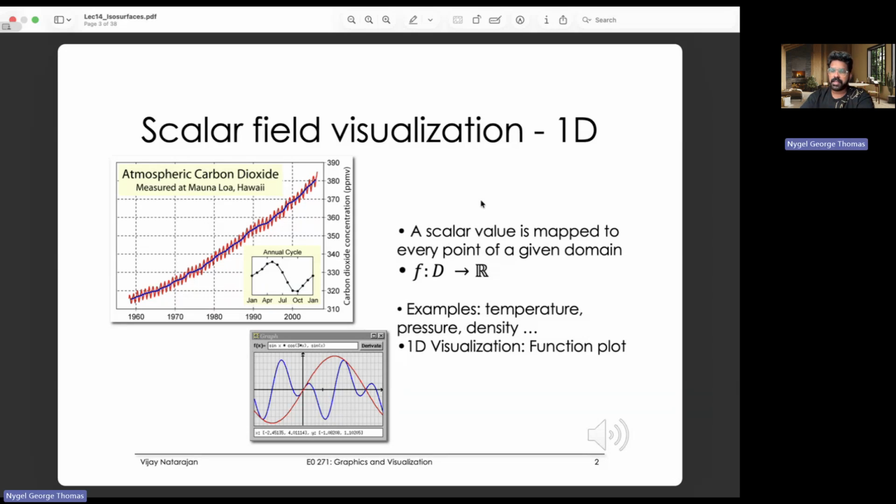Okay. So what we have is 1D data, and we have to see how we can visualize this data and get some geometry out of the data. And let's look at 1D data first.